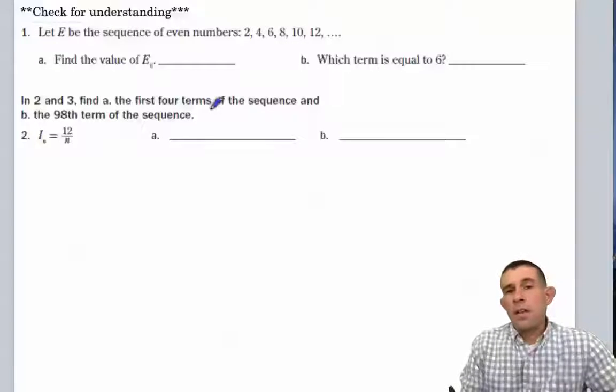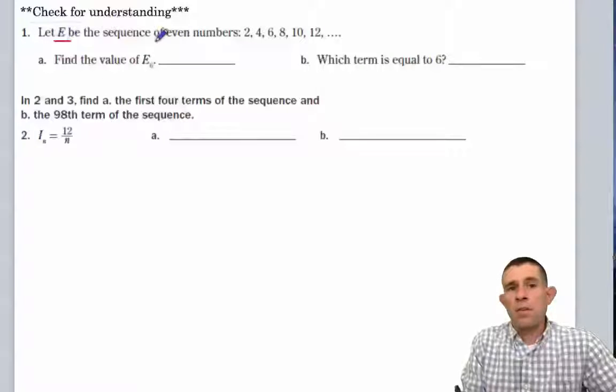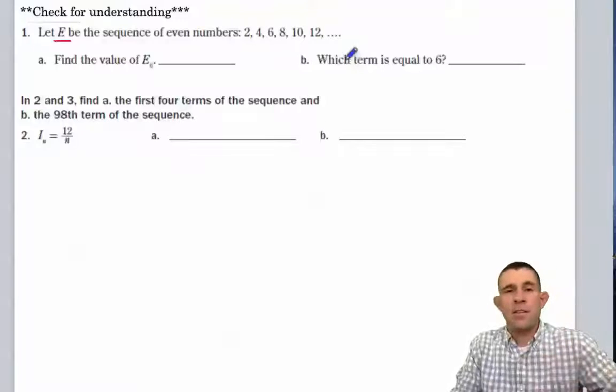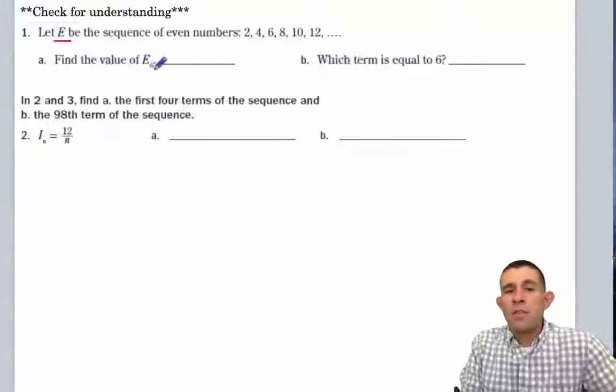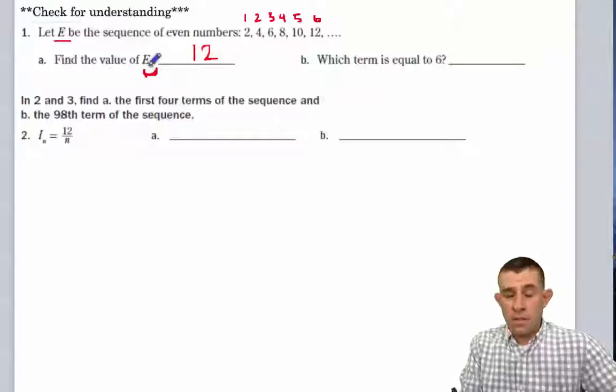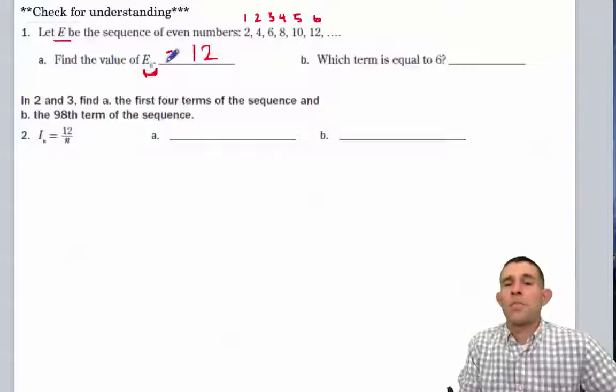All right, let's take a look at our last few examples here. In our check for understanding, we're asked, let E be the sequence of even numbers 2, 4, 6, 8. Who do we appreciate? Just kidding. We want to find the value of E sub 6. Well, remember that subscripted number represents the position number. So 2 is in the first position, 4 is second, 6 is 3, 8 is 4, 10 is 5, and the sixth position is the number 12. So we'll say the value of E sub 6 is equal to 12.